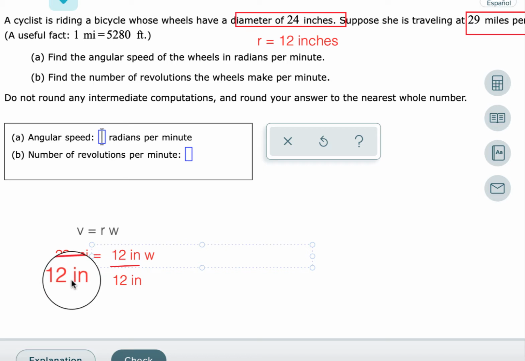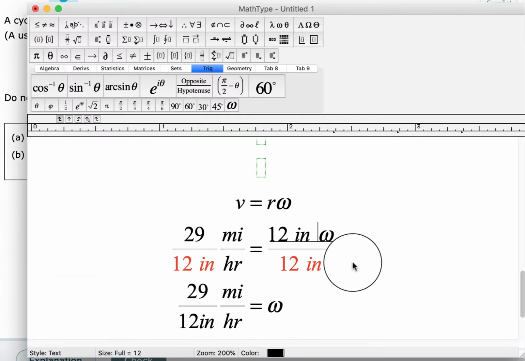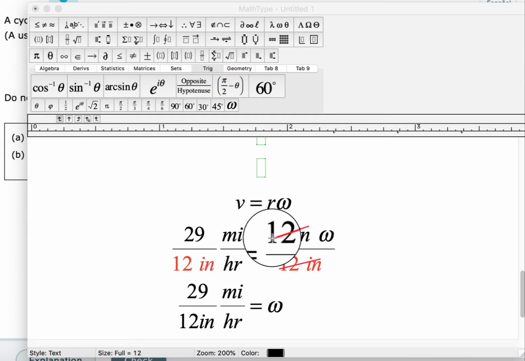So let me go out to MathType to capture it so it looks more authentic. Now that I have MathType opened up, I have V equals R omega. I have 29 miles per hour is equal to 12 inches times omega, and I divided both sides by 12. When I divide both sides by 12 inches, they cancel on the right. And then I have 29 over 12 inches in miles per hour. So now I have omega in miles per inch hours.